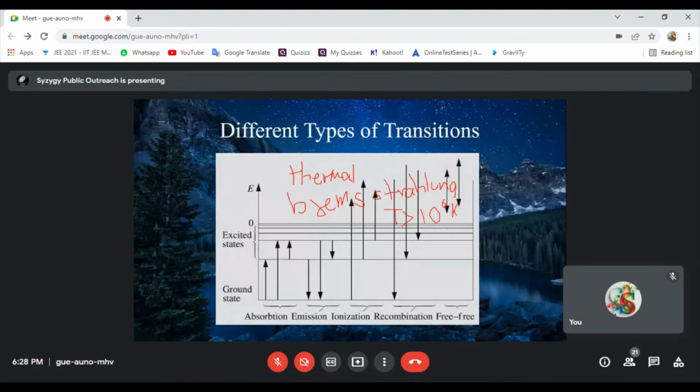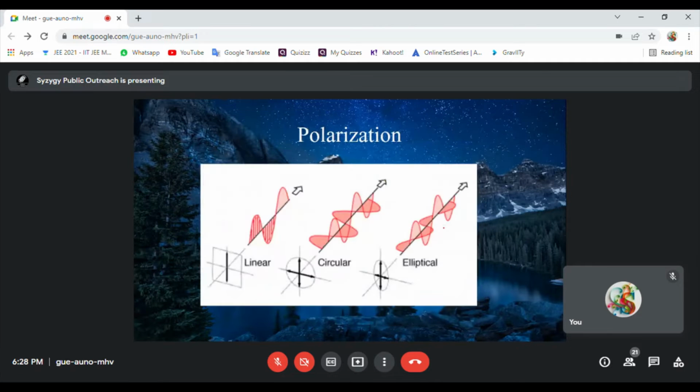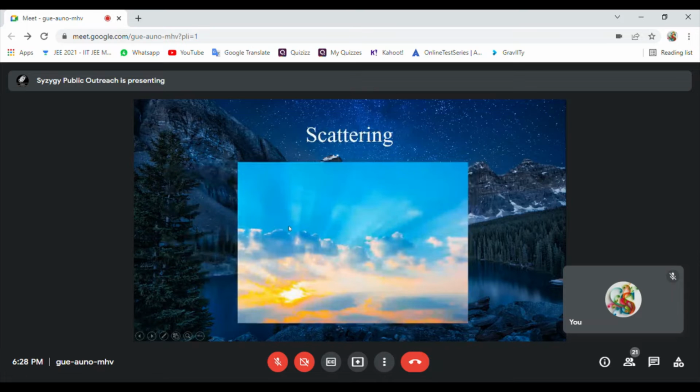So this was the phenomenon. Let's move forward. Now we are going to see what polarization is. First, let's understand what an electromagnetic wave actually is. Just a minute.